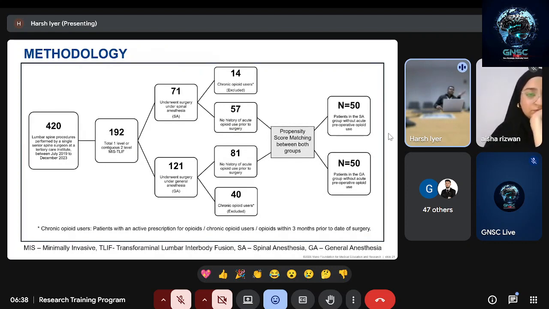420 is an incredible number for a tertiary care institute which does not do emergency surgery. Out of these, we just wanted to focus again. T-lifts can be done for 3 levels, 2 levels, 1 level, but we wanted to do only 1 and 2 level. The reason is that a 3-level T-lift can also be done for spinal deformity.